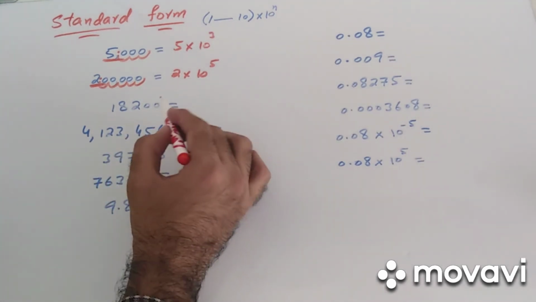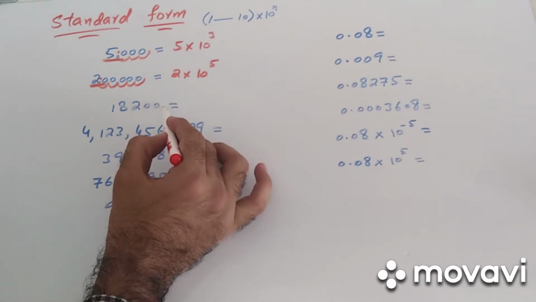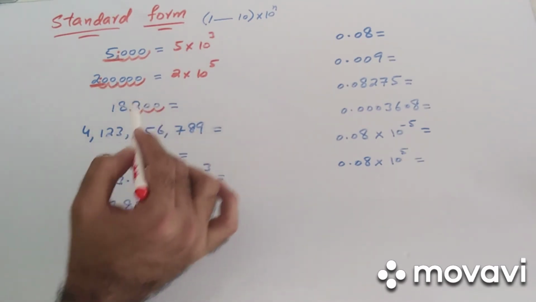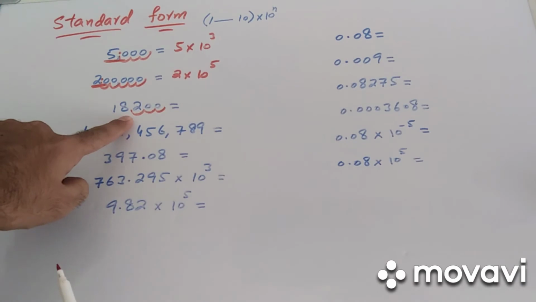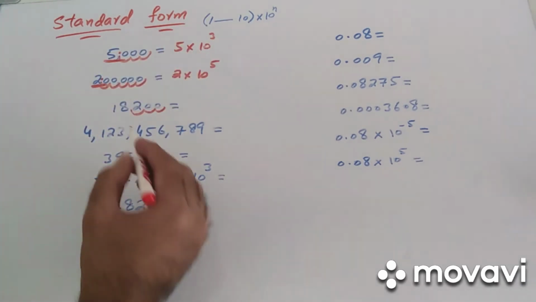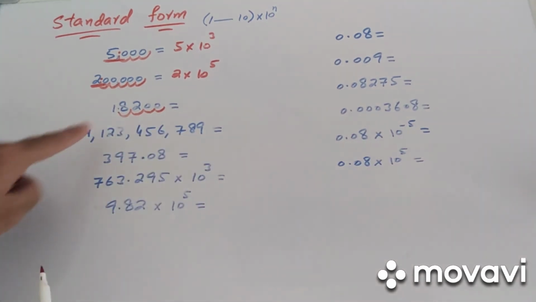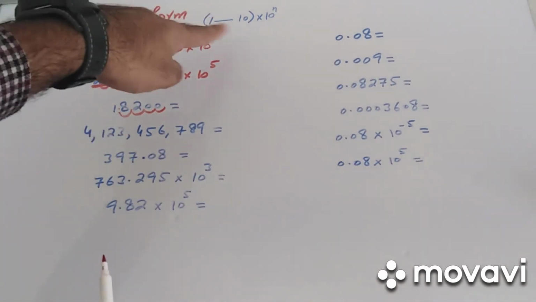If you just repeat the same way now, the next number over there is this, so the decimal is there. So you just have to bring it 1, 2, 3. Can we stop here? If we stop here, we'll get 18.2, and 18 is not in the range of 1 and 10. It means we have to make it one more step.